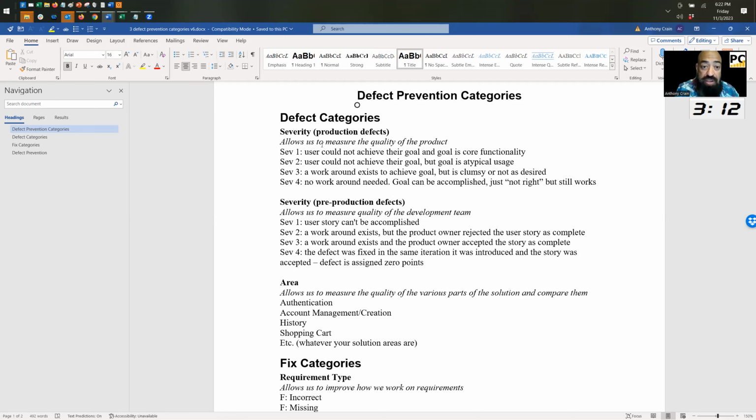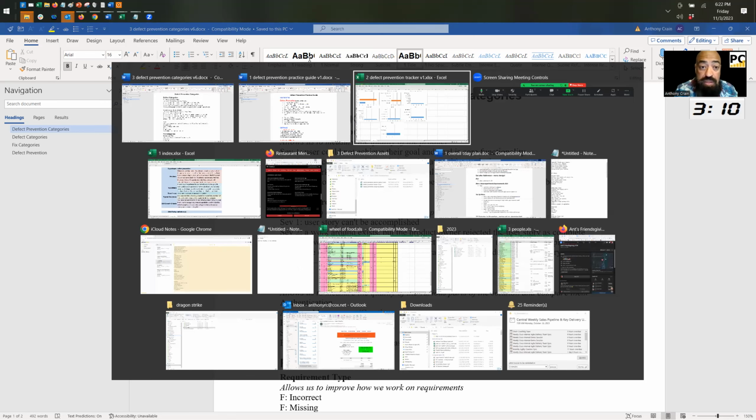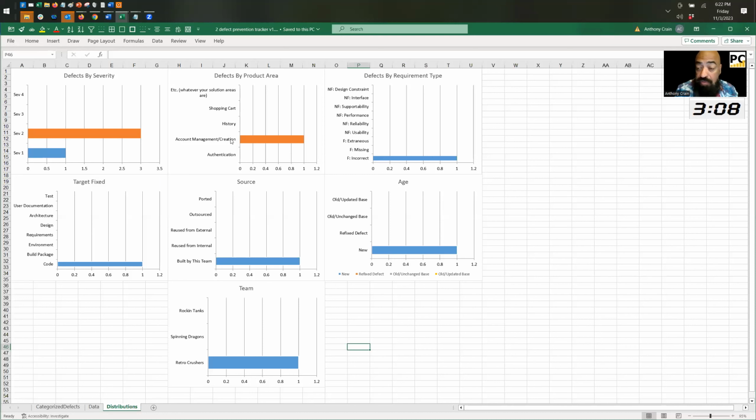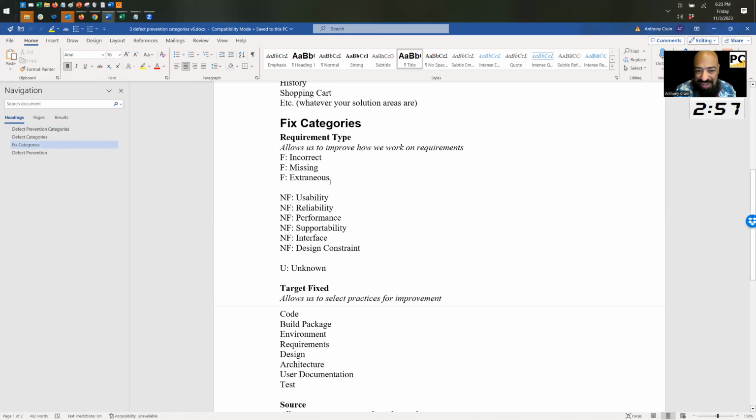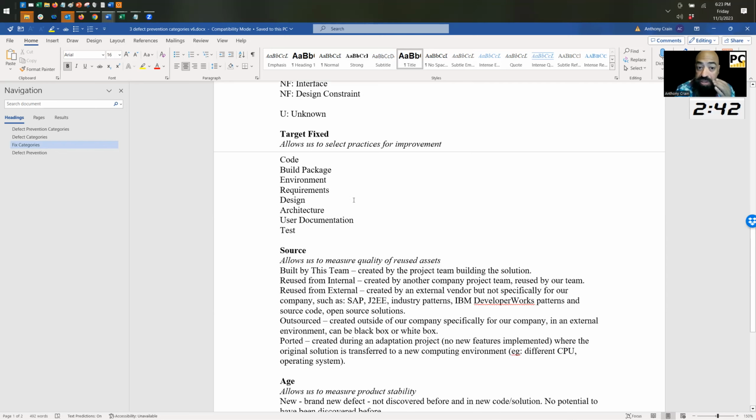So as we said here, the defects by product area will give us what area to focus our improvement initiatives around in. So it's worth it, right? So I came here because we said defects by requirement type. I don't have really good definitions here, but it allows us to improve how we work on requirements, right? If the biggest problem is usability, then that's where we need to start improving. If the biggest problem is incorrect, well, that's a very different strategy, right? So what kind of behavior changes are we going to need?